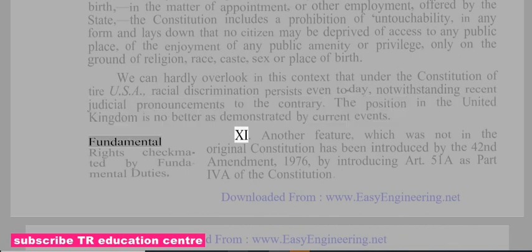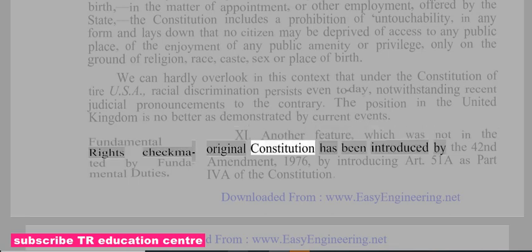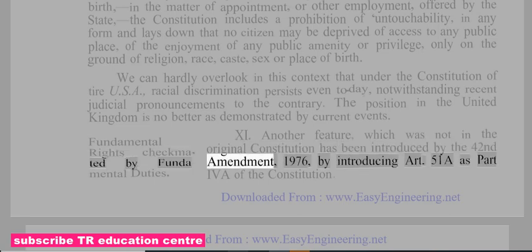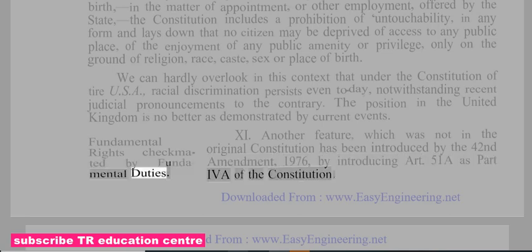Another feature, which was not in the original Constitution, has been introduced by the 42nd Amendment 1976 by introducing Art. 51A as part IVA of the Constitution, on fundamental duties.